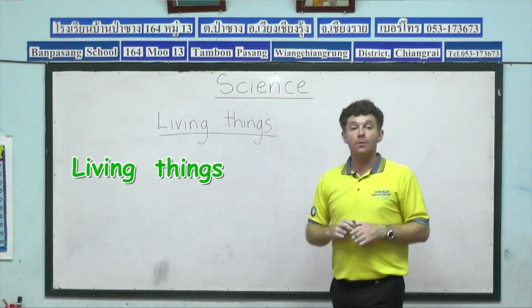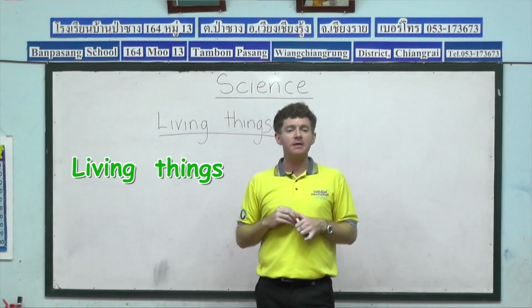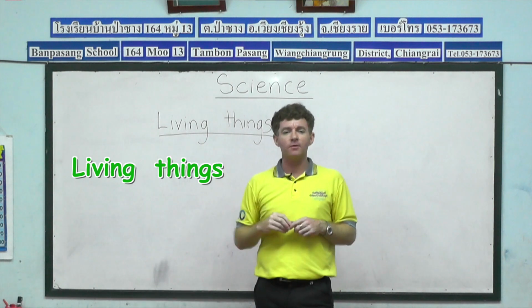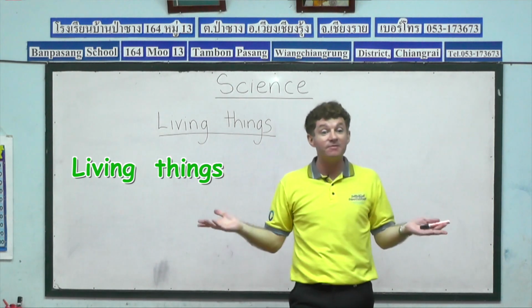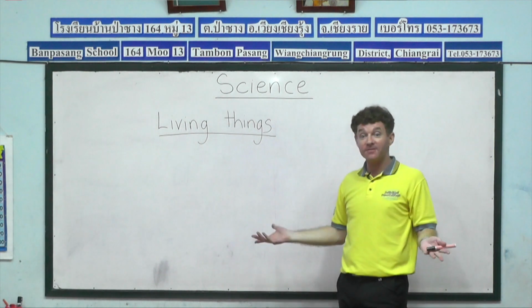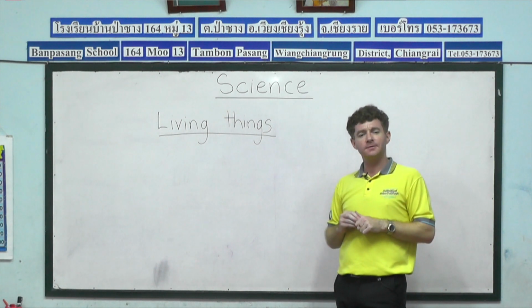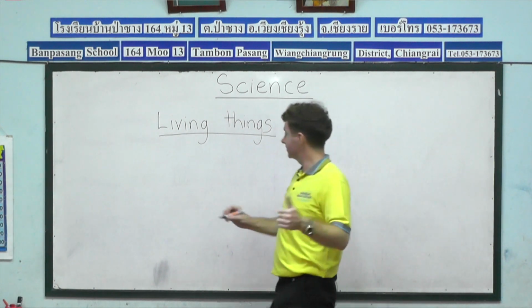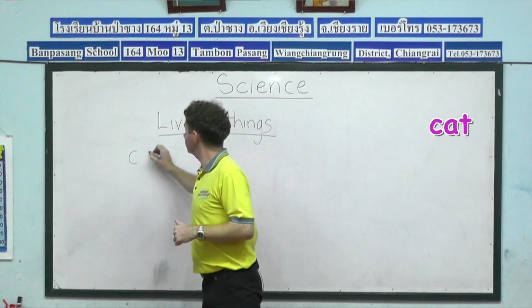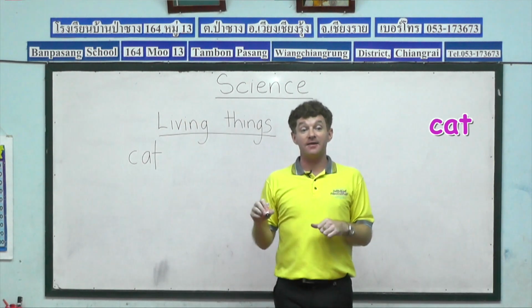Okay, so who has some examples to tell me about living things? Can you raise your hand? Preo, can you tell me a living thing? Cat. Excellent. A cat is a living thing. How do we spell cat, Preo? C-A-T.